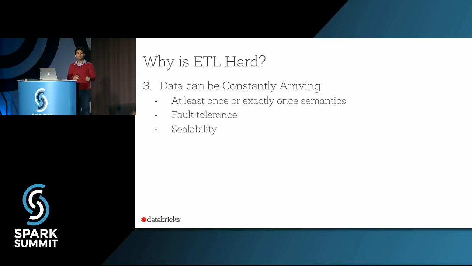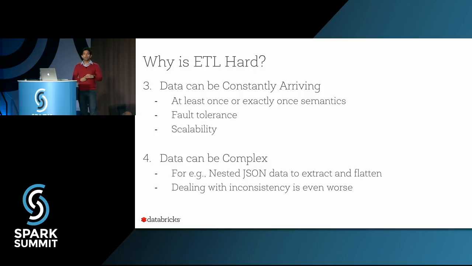Third, if you're dealing with streaming data or data that's constantly arriving, you are basically facing another whole new class of problems. In this case, you suddenly have to care about at least once or exactly once semantics. You might also have to care about fault tolerance of the underlying system, and you might also have to care about scalability. How can the system scale up and scale down depending on the ingress rate of the data?